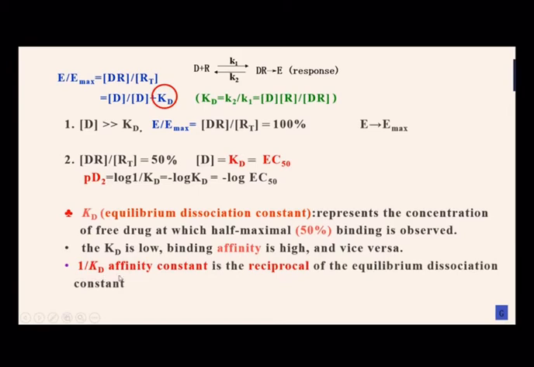The reciprocal of Kd, we call it the affinity constant. We also call pD2 the affinity constant. We define pD2 equal to log reciprocal Kd, equal to minus log Kd, equal to minus log EC50. pD2 represents drug binding affinity. When pD2 is high, binding affinity is high.